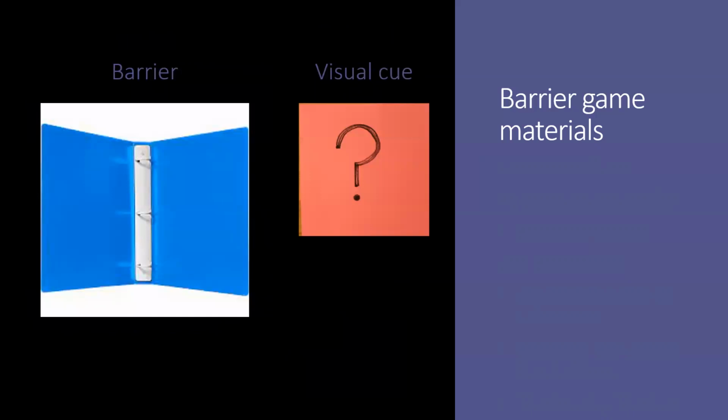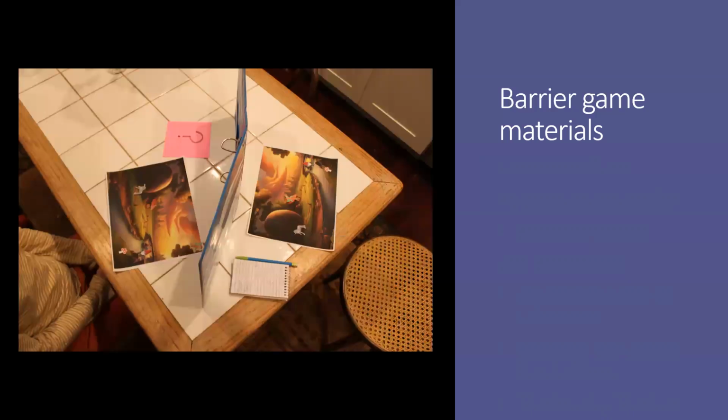The barrier that I use in the demonstration video is a 3-ring binder standing on its side. In one of the clips, I demonstrate visual cueing support, for which I use a question mark icon that I made on pink paper. Here we see all the materials positioned during the game. My apologies in advance for the white balance issues with my photo and videos.